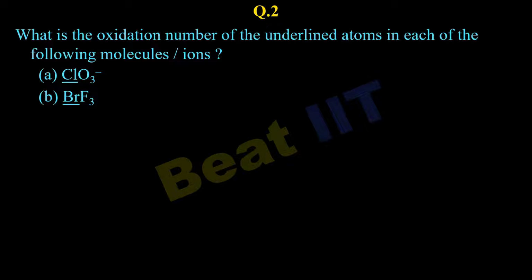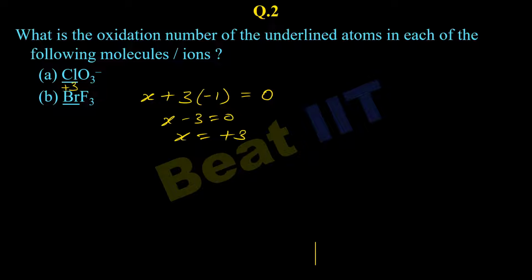Next, BrF3. Here we have to calculate the oxidation number of bromine. So it will be bromine, let it be X, plus 3 times fluorine. Fluorine always has oxidation state minus 1 in its compounds, no exception, and the sum will be equal to 0 because overall there is no charge on BrF3. It means X minus 3 equals 0, X equals plus 3. Bromine will have oxidation state plus 3.